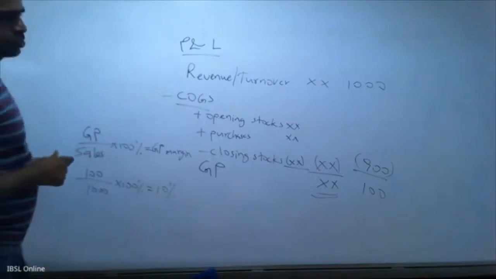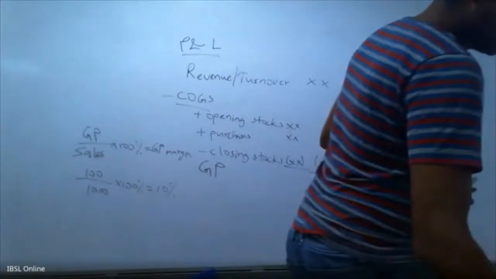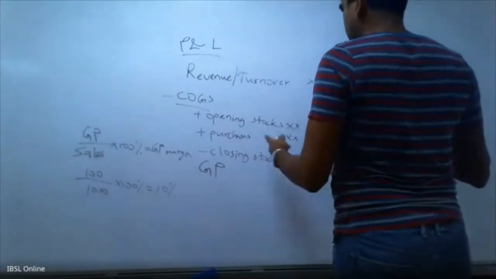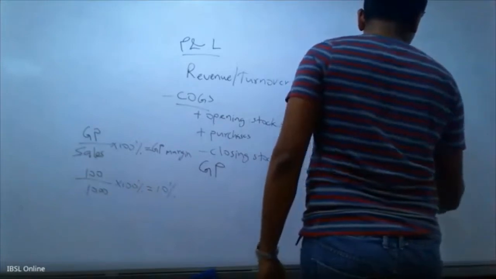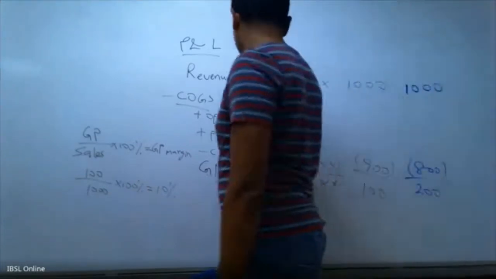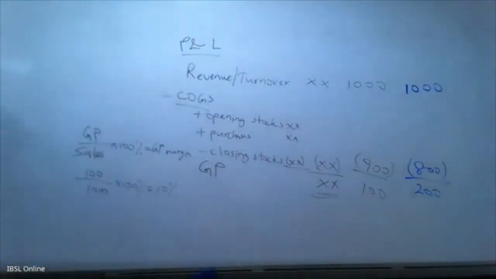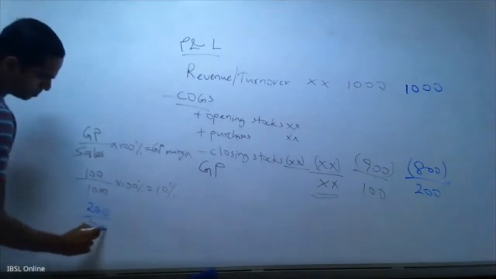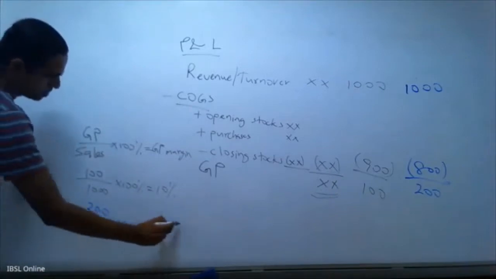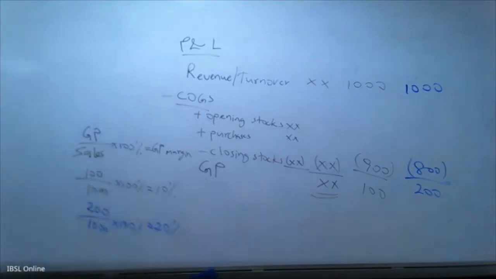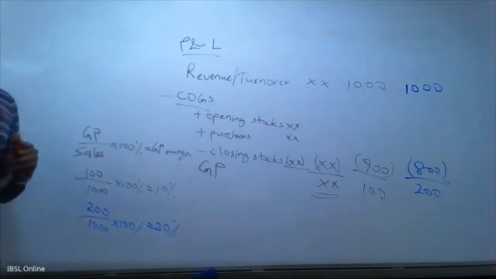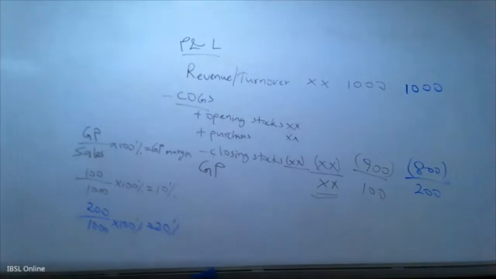Whereas if you are able to reduce your cost of goods sold, so let's say there's another company which has the same turnover, but the cost of goods sold has reduced to 800, then you end up with a gross profit of 200. They will have a GP margin of 20%. What do you think is best, to have a GP margin of 20% or 10%? 20% is best, because the higher the GP margin, the better.